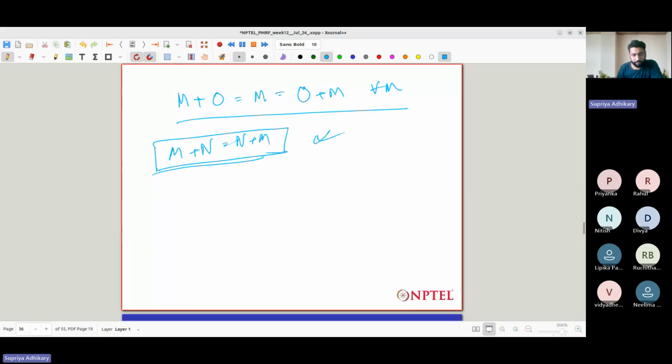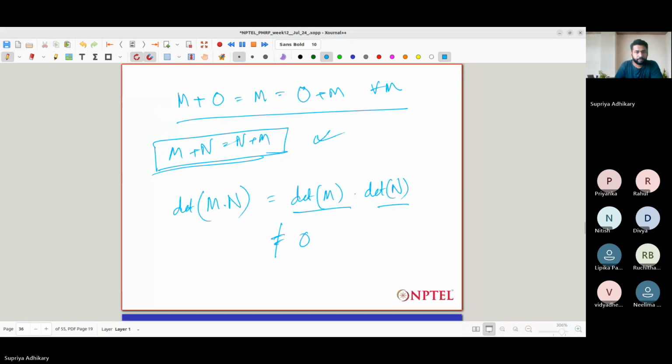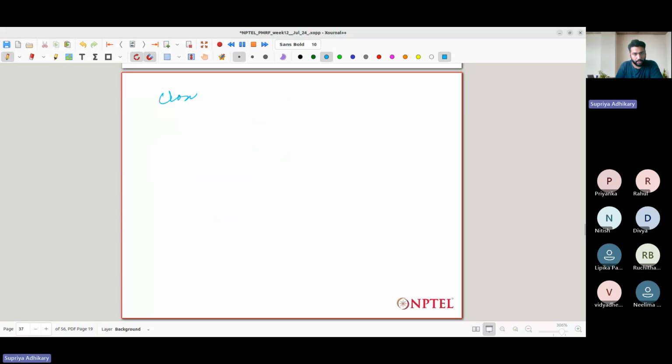Now, what about multiplication? With respect to multiplication, it also forms a group. If we consider the multiplication of two matrices, what is the determinant of MN? We know that the determinant of MN is the determinant of M multiplied by the determinant of N. Since both of these are non-zero, the determinant of MN is also non-zero. Therefore, the closure property is satisfied.